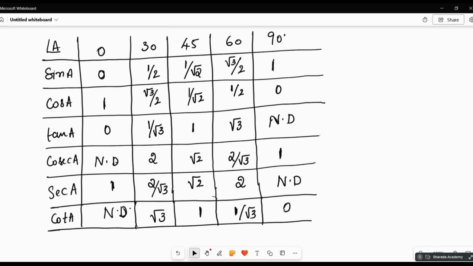This you have to learn by heart. First, what the ratios are, then the definitions: tan theta is sine by cos, and cot is cos by sine. Then these standard values are all compulsory, you have to learn them by heart. Then you can write it as standard values of trigonometric ratios.